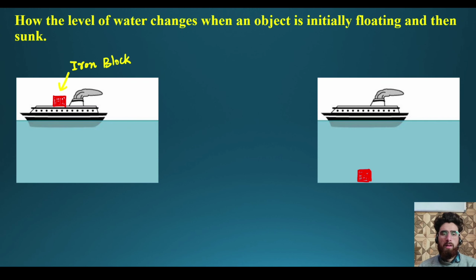Hi. So the question that's given here is how the level of water changes when an object is initially floating and then sunk. Let's explain the question first. The question asks us that if we take a situation like this, that there's an iron block kept on the ship that's floating on the water.